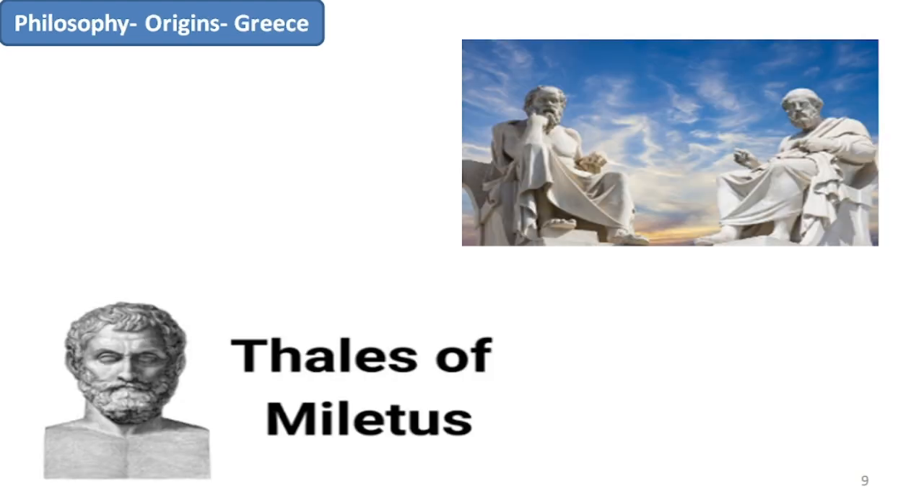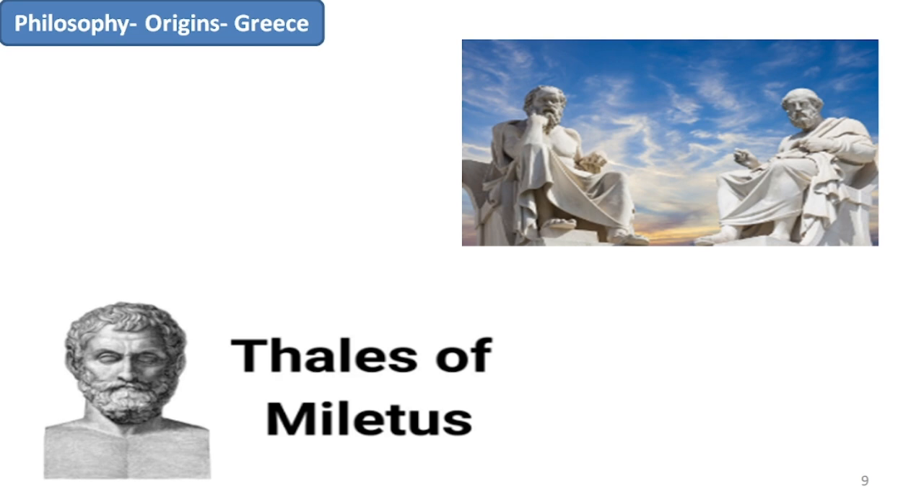Ancient Greece, the birthplace of Western philosophy. Philosophy originated in ancient Greece around the 6th century BCE. Pre-Socratic philosophers include Thales, Anaximander, and Heraclitus. They sought to explain the natural world through rational inquiry rather than mythological narratives.